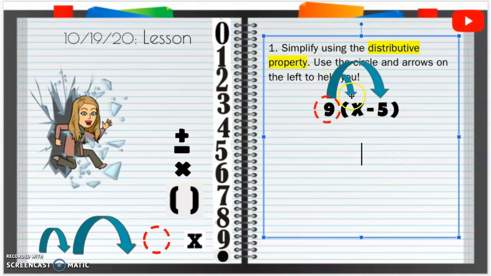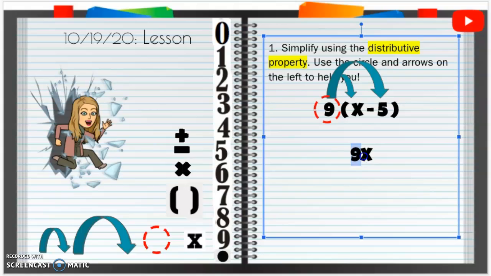Now, the first part that we have is 9 times x. Well, we don't know what x equals. So all that we can say for 9 times x is just 9 times x. And the way that we can write that is 9x. Because 9x, when you have a number right in front of a letter, that means multiply.